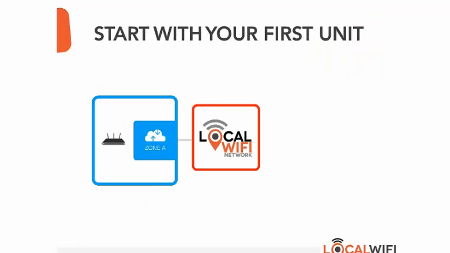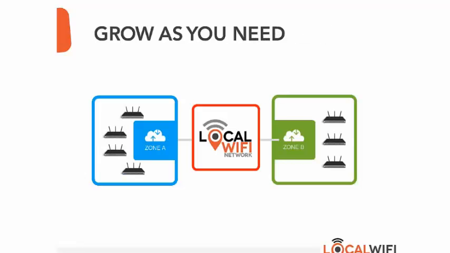So when you receive your first unit, you're going to have one zone. You'll have your single hotspot on your single zone in your own local Wi-Fi network. And you'll be able to grow that as you need to. So like I said, you don't have to have zone B. You can keep everything in zone A. You can break it out as you go.